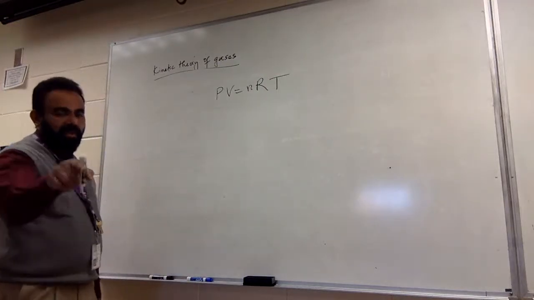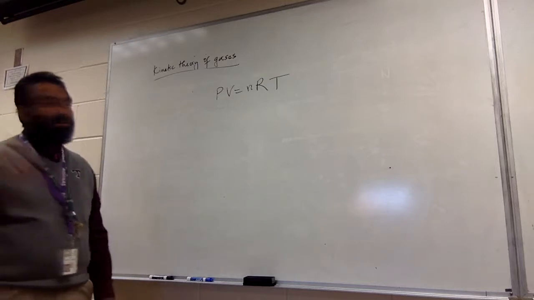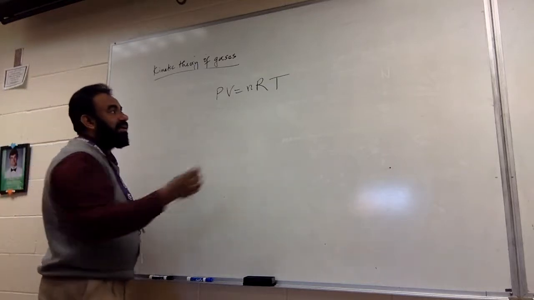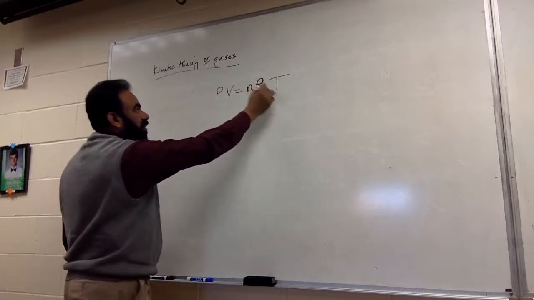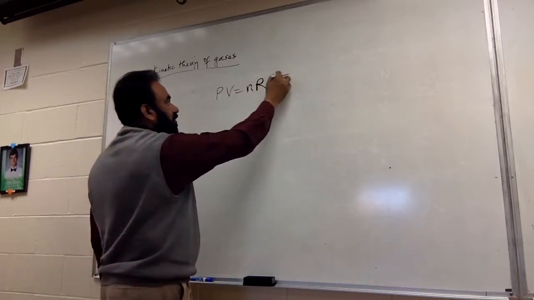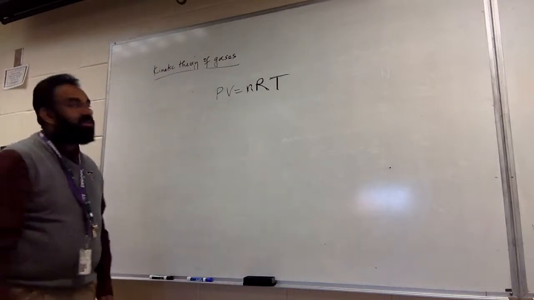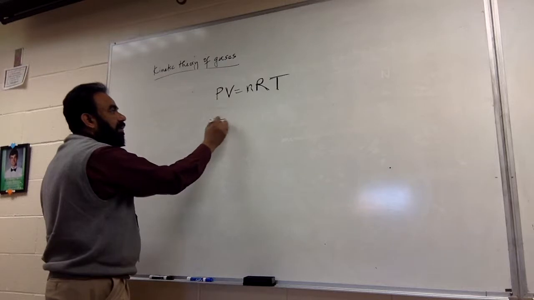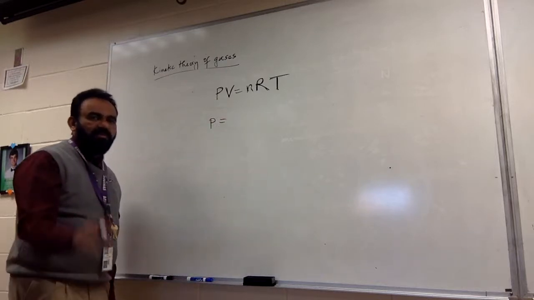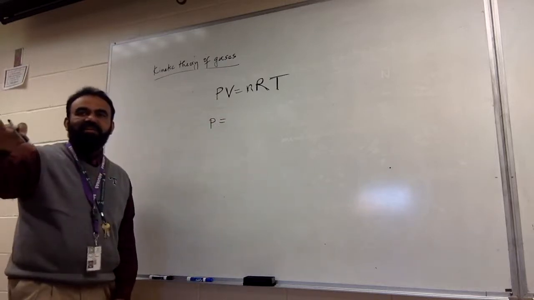We will use this. I will be going through all the laws in detail. So this is PV equals nRT, where n stands for the number of moles, R stands for the molar gas constant, T stands for the absolute temperature, V stands for the volume, P stands for the pressure. What does R stand for? Molar gas constant. I told you I'll be doing that in detail later.